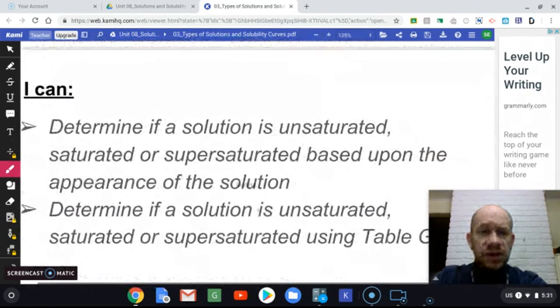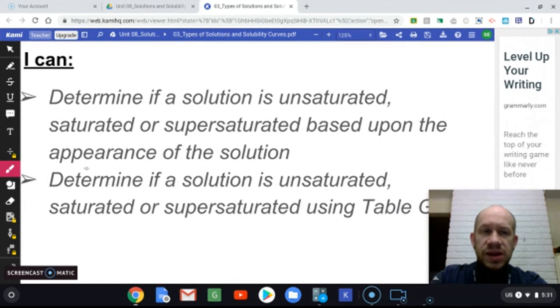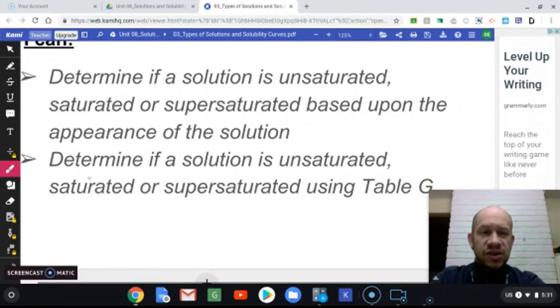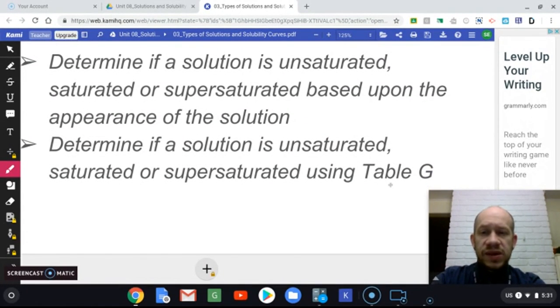Okay, so now you can determine if a solution is unsaturated, saturated, or supersaturated based upon the appearance of the solution. And you can determine if a solution is unsaturated, saturated, or supersaturated using table G.